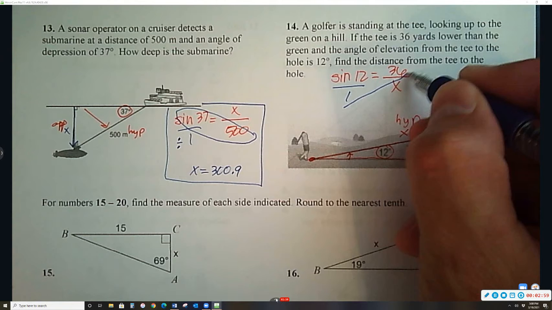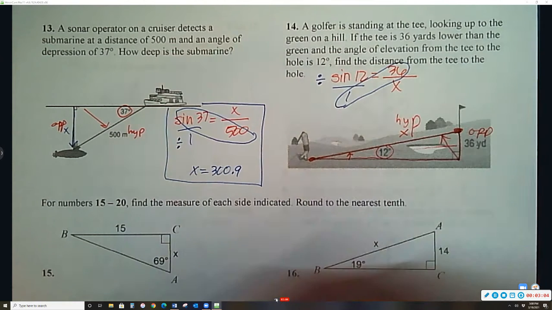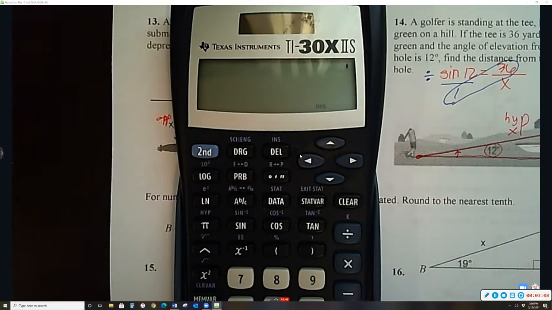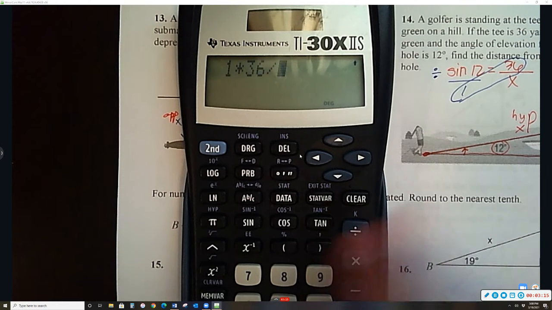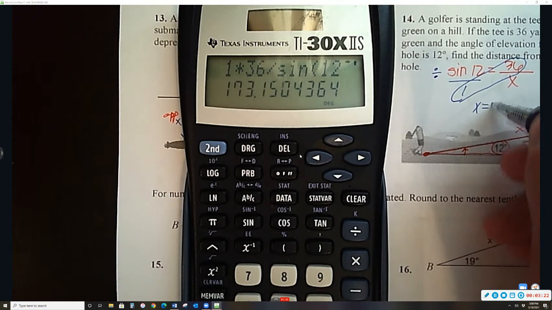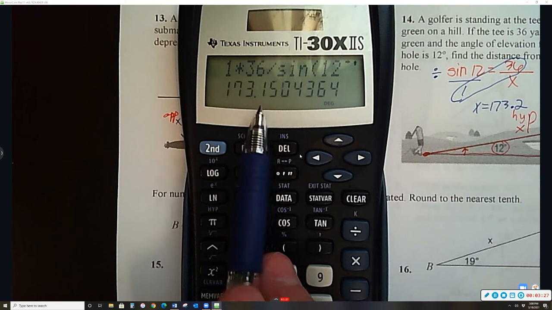All we need to do is cross multiply in the direction where we have two numbers and divide by that outside number. Now this one is a bit different, but still with the calculator it's simple. 1 times 36 divided by sine of 12. Easy, the calculator does all the work. X equals 173.2. Now round correctly, that's one decimal place.